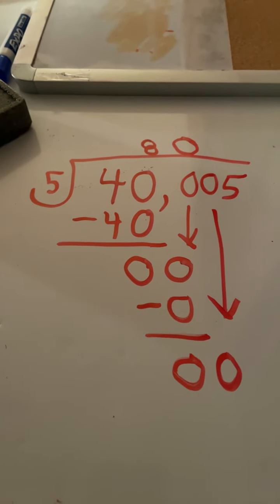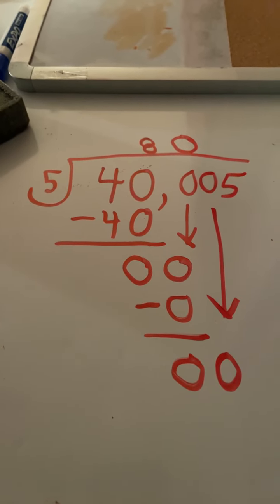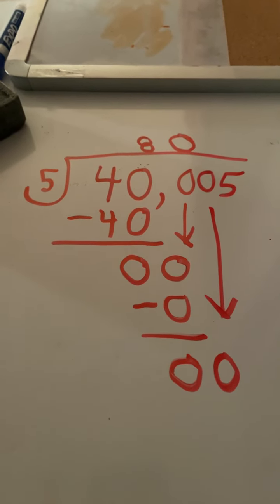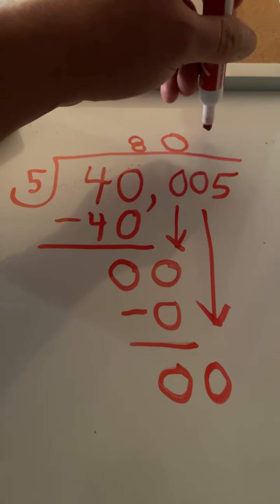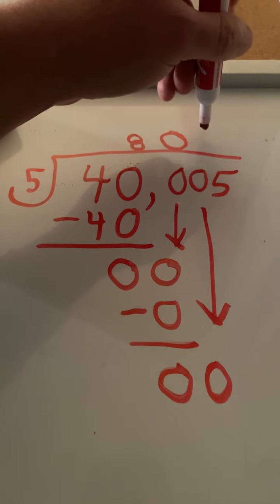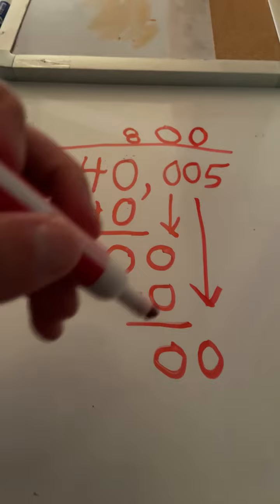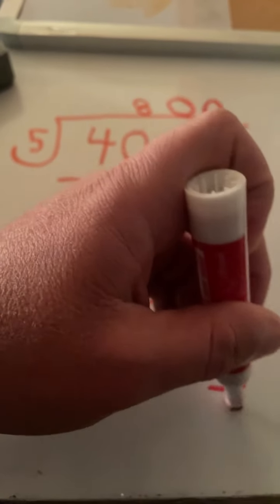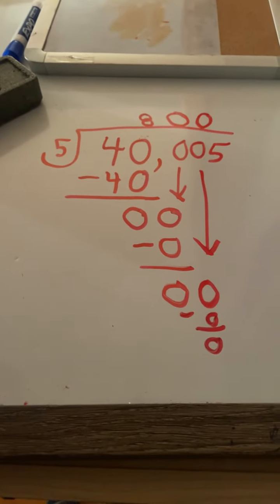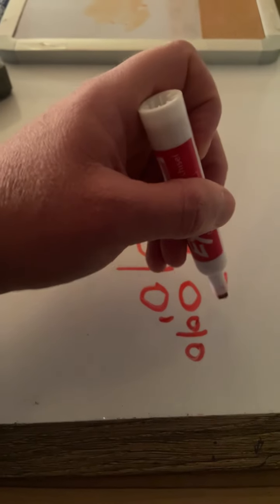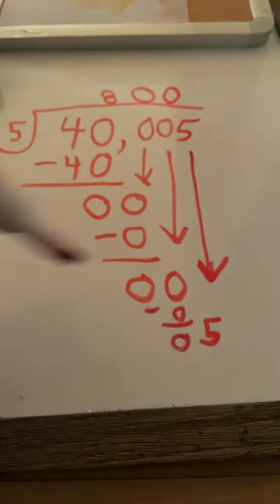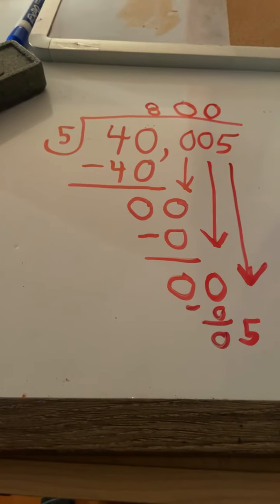Bringing down the 0, again we have a 0 there. Again, we can't get any groups of 5 within 0. 5 divided by 0 equals 0 again, so we're going to put a 0 up there. 0 minus 0 equals 0. Going to bring down the 5 now. The new number becomes a 5.